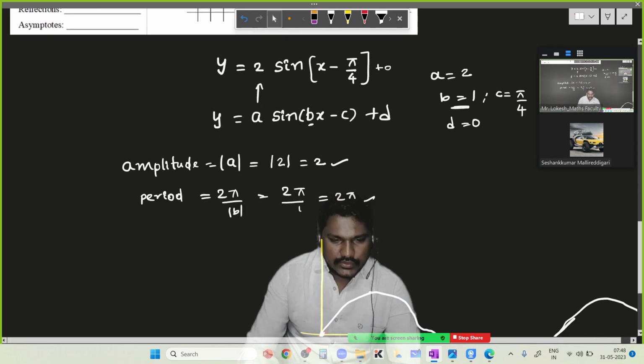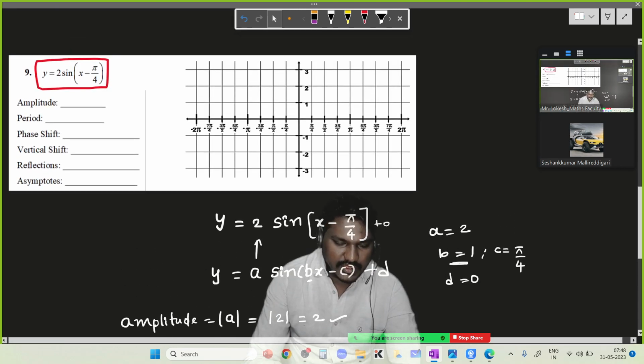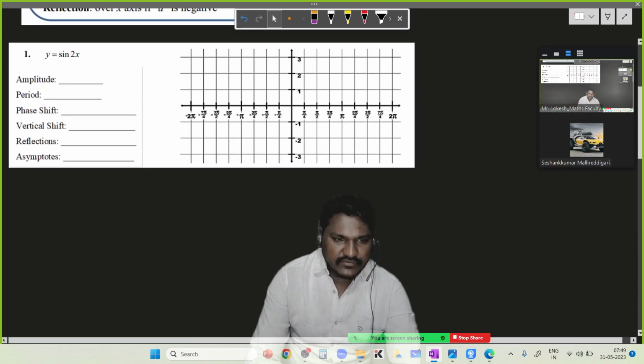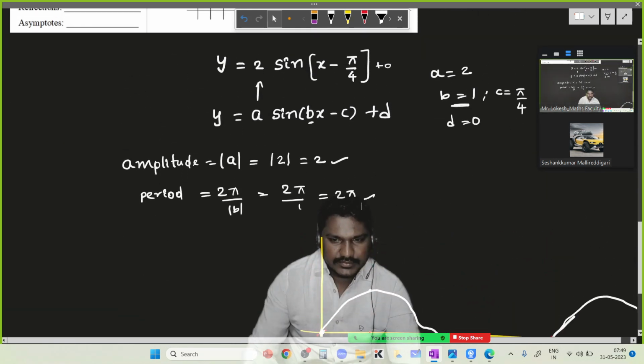Okay. So here, the phase shift. The phase shift means we need to equate the value inside the function to 0. Then we can find x. So let me do it.